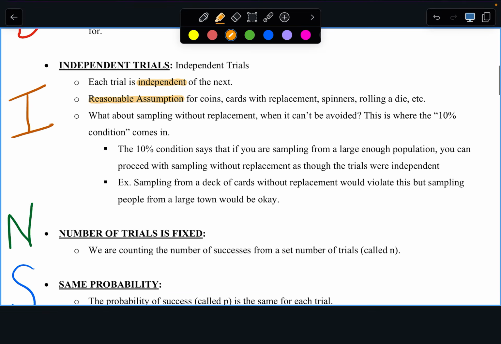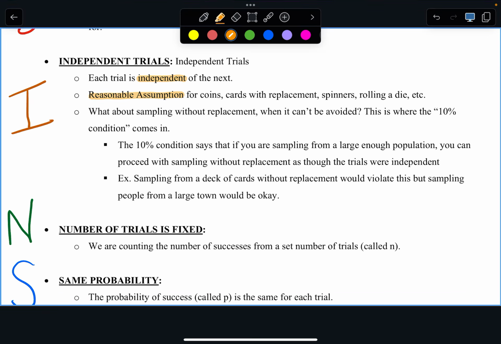What about sampling without replacement when it can't be avoided? This is where the 10% condition comes in. Sometimes you have to pick from a population where it doesn't make sense to replace, and I can't go out and pick a ton of people. I'm still going to pick a small sample, so your probability is slightly changing. But if you are selecting from a large enough population, the 10% condition says that we can act as if the trials were independent. Basically, the 10% condition is saying that our sample size has to be less than 10% of the population.